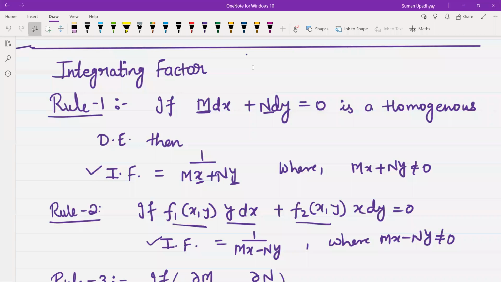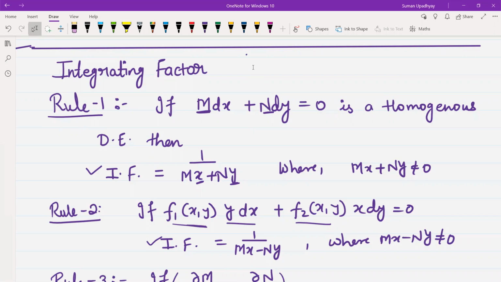Okay, so when your given differential equation is not an exact differential equation, how did you get to know that it is not exact? Because we calculated del M by del y and del N by del x, and we got that they are not equal.